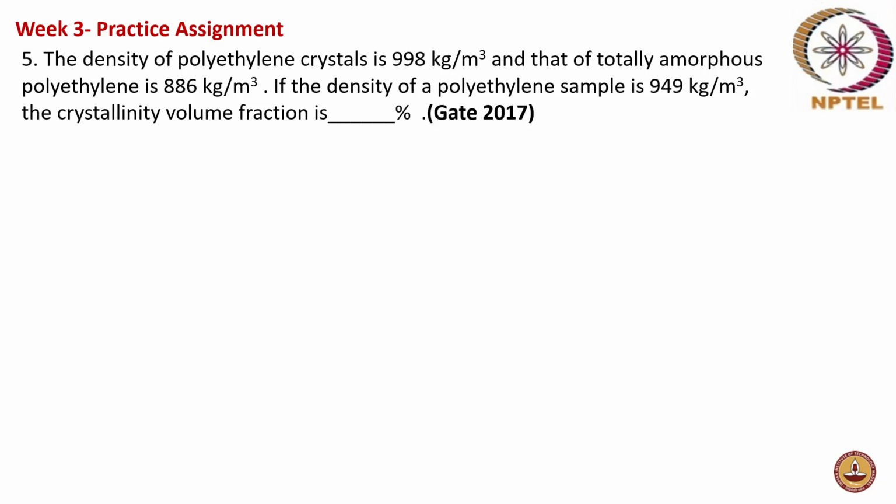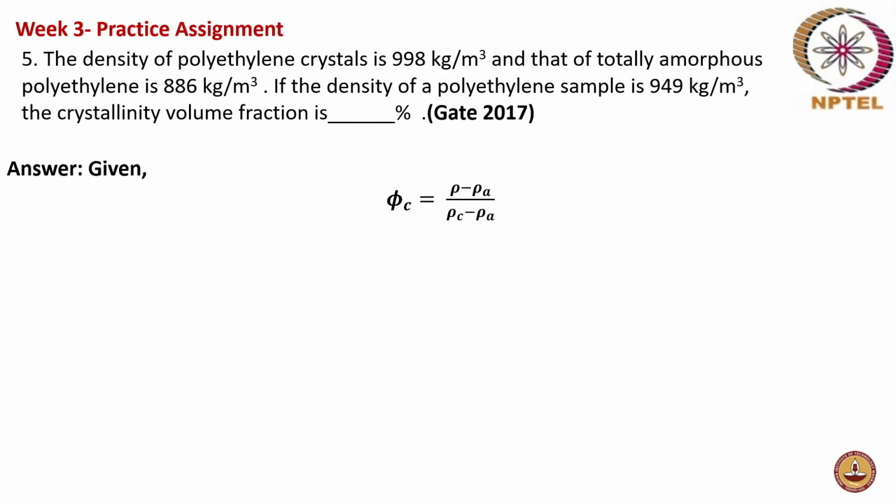Okay, good. Now let's do it. As you said, this is the formula. Your crystalline volume fraction you can find from this equation: rho minus rho a, divided by rho c minus rho a, where rho is the density of the sample or the polymer, rho a is the density of the totally amorphous polymer, and rho c is the density of the 100% crystalline polymer. So from this you can just substitute.